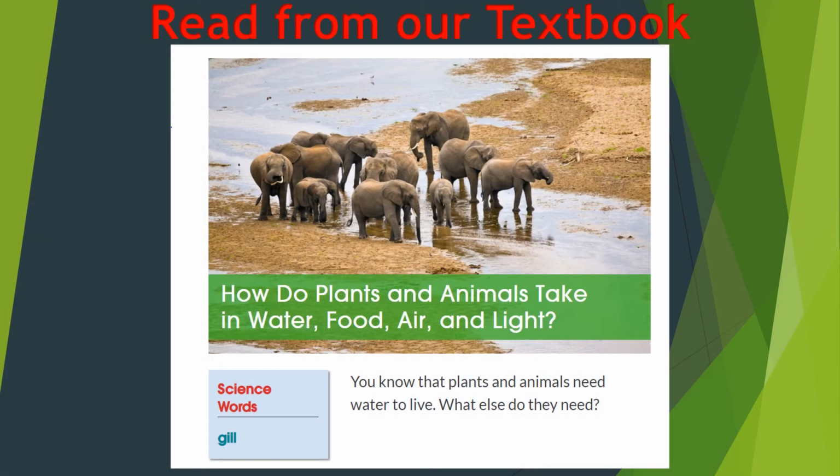We're going to read from our textbook and we're going to go back and forth. We'll read something and then we'll go into our workbook. So how do plants and animals take in water, food, air, and light? Let's start with the first science word, gill. Gill. So fish have gills. We're going to learn more about how they use those to take in air a little later, okay? You know that plants and animals need water to live. What else do they need?